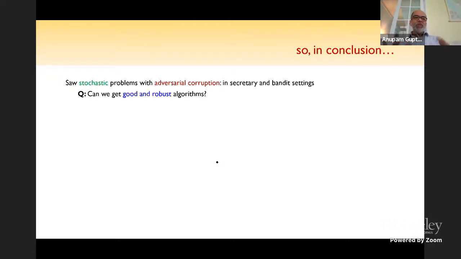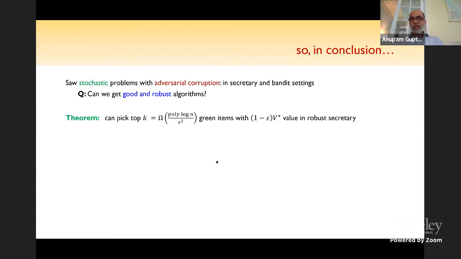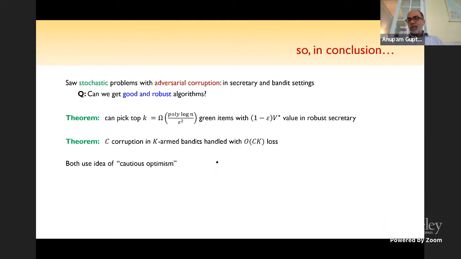So basically what we saw were these stochastic problems. So this is bridging between stochastic and worst case. So stochastic problems with adversarial corruption, an idea which has been around for quite some time. And I just presented one set of works on this. And there are two algorithms. The other one that I didn't present also uses this idea of cautious optimism.